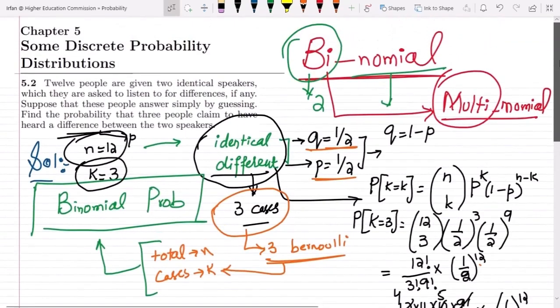So that's it for today, in which we have seen how to determine whether a problem at hand is of binomial, Bernoulli or uniform distribution. If you have any question, you can ask me in the comment box.